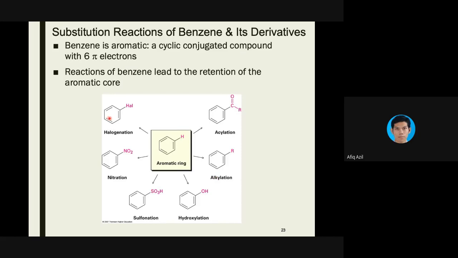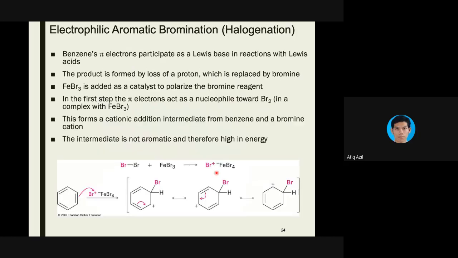So in total, there are 5 reactions: 1, 2, 3, 4, and 5. But all of these 5 reactions will have the same general mechanism. So if you know the concept of the general mechanism, then you should be able to know the mechanism for each of these reactions. Just for this week, I'm just going into the bromination first.